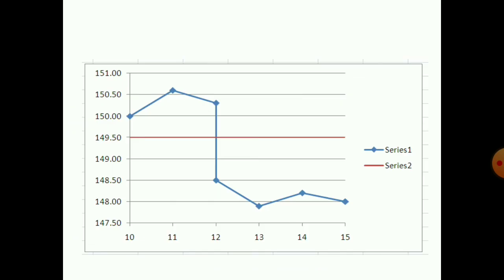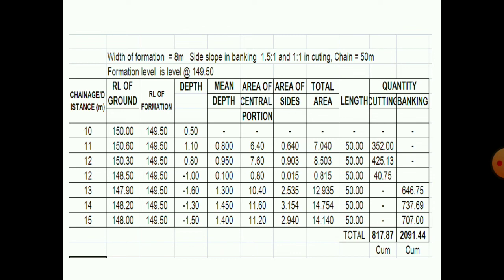Second problem. The formation level is level, indicated by the red line here, and the ground level is as it is. So you can notice that up to 12th chainage the ground is above the road level, and after that chainage the ground is well below the road level. So up to 12th chainage the quantity will be in cutting, and after 12th chainage the quantity will be in filling. So if I draw the table, it will be the same as earlier.